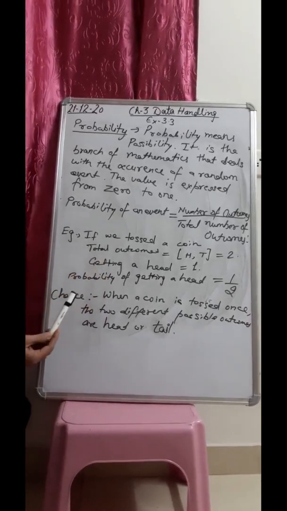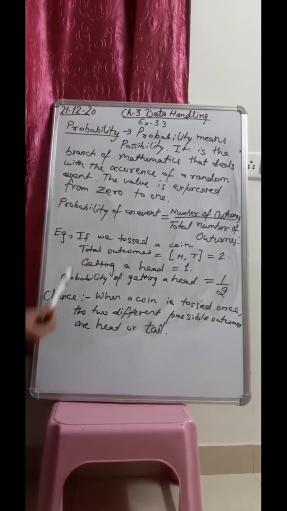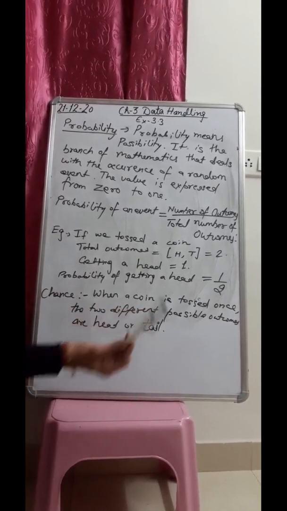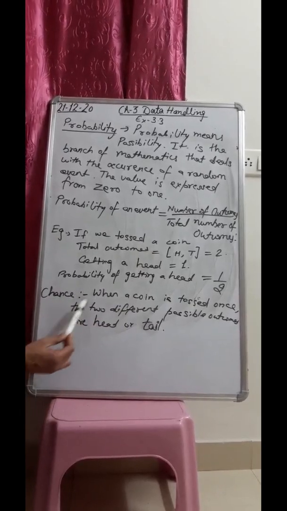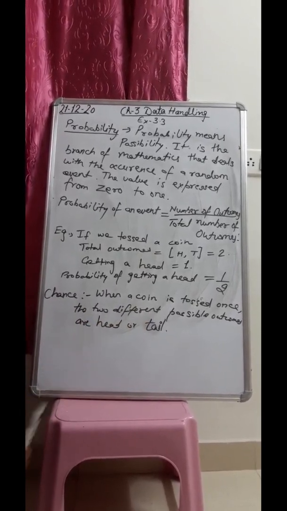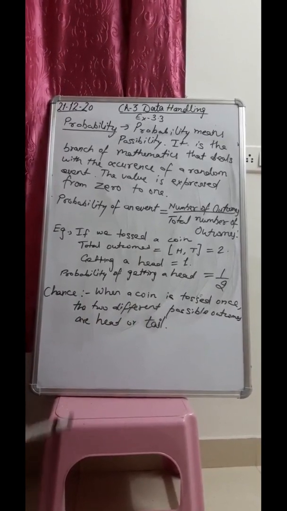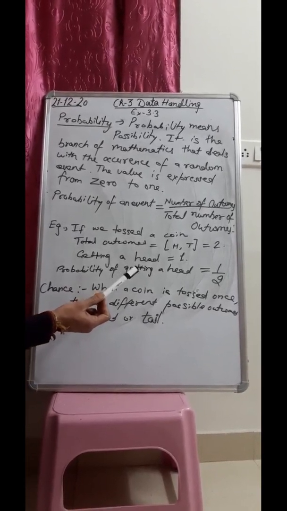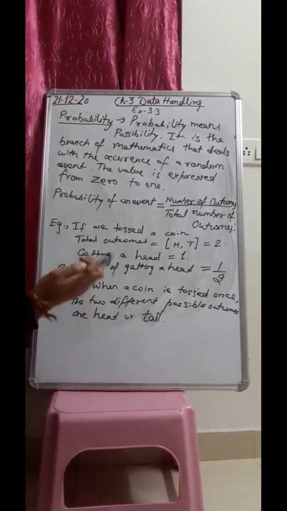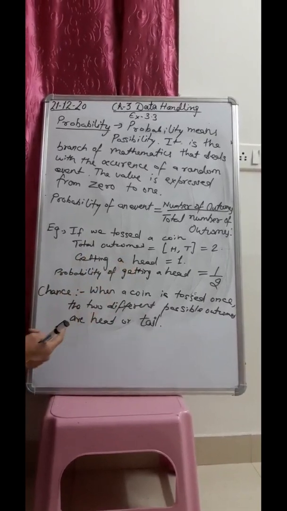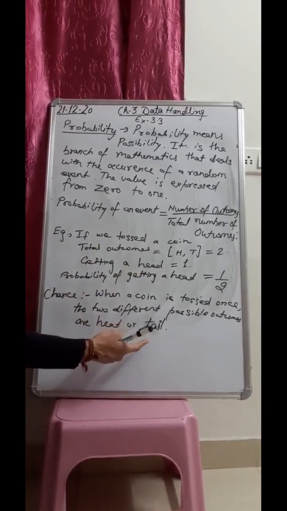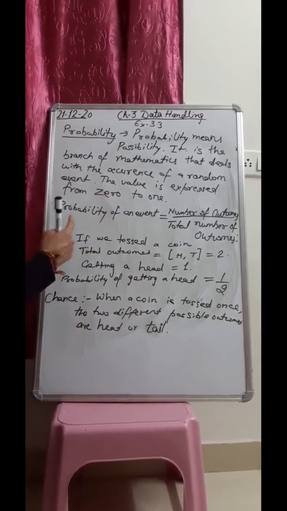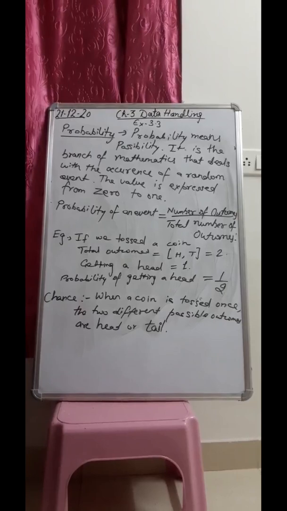There is also a chance in probability. When a coin is tossed once, the two different possible outcomes are head or tail. While tossing a coin, we get two possible outcomes, either head or tail. In this way we can find the probability of any event.